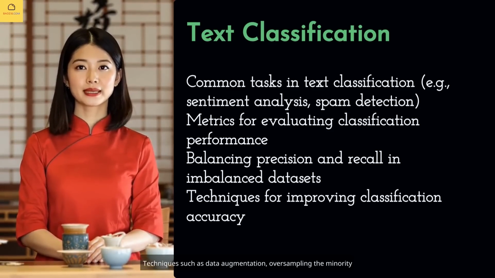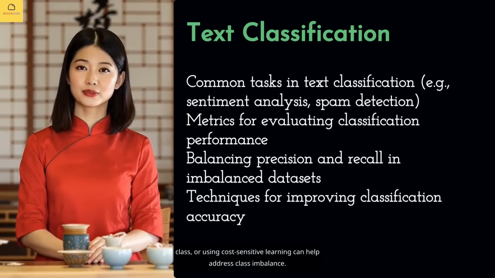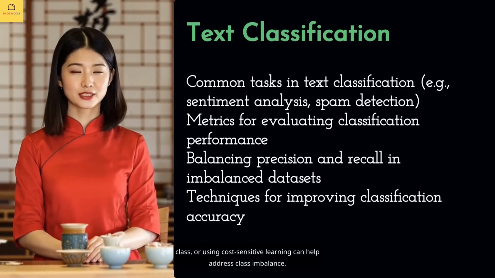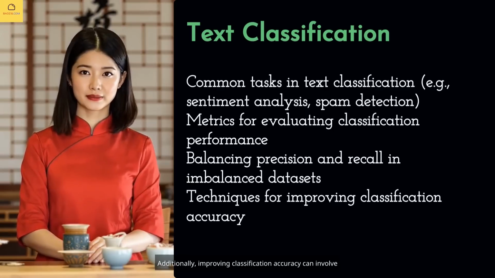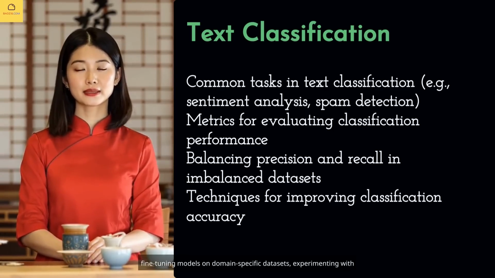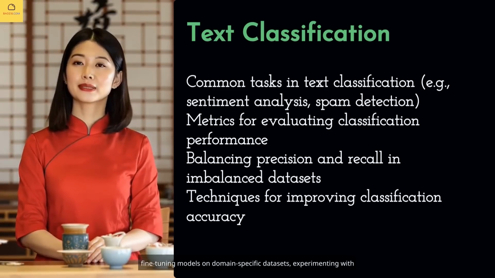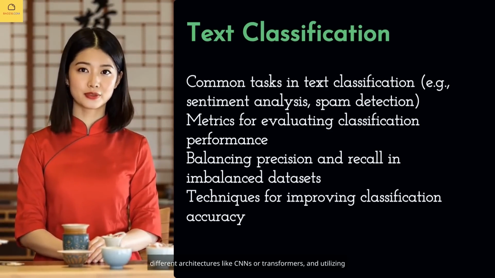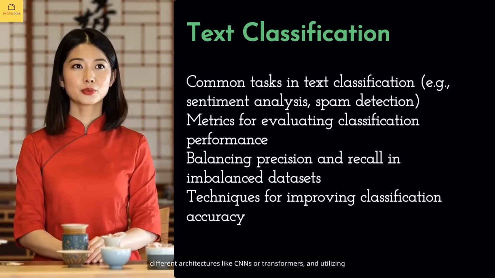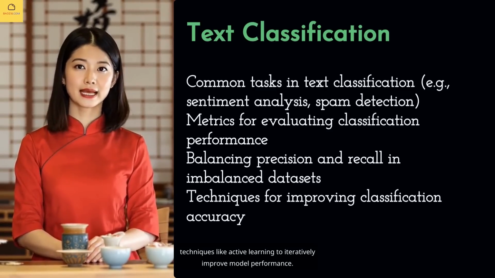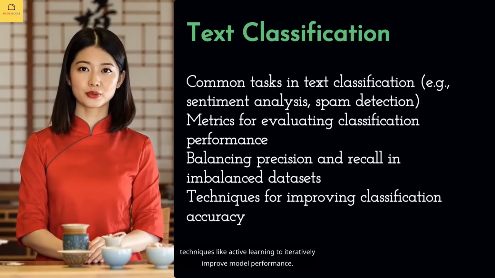negatives. Techniques such as data augmentation, oversampling the minority class, or using cost-sensitive learning can help address class imbalance. Additionally, improving classification accuracy can involve fine-tuning models on domain-specific datasets, experimenting with different architectures like CNNs or transformers, and utilizing techniques like active learning to iteratively improve model performance.